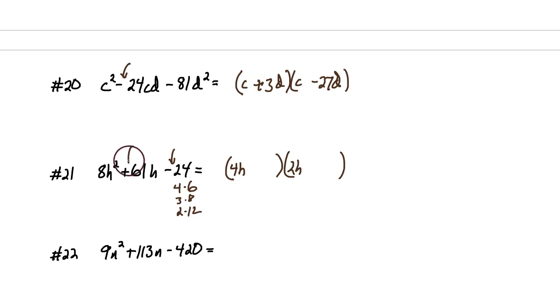We need the middle to turn out to be positive 61. So let's try some numbers in there, and if they don't work, we'll erase and just rearrange where the numbers are positioned. Let's try doing negative 3 times a positive 8 and see what happens. Our outer product is 32h and our inner is negative 6h. And these combine to 26h. That is a long way off of being 61h. I'm concerned that my 4h and my 2h weren't right to begin with.